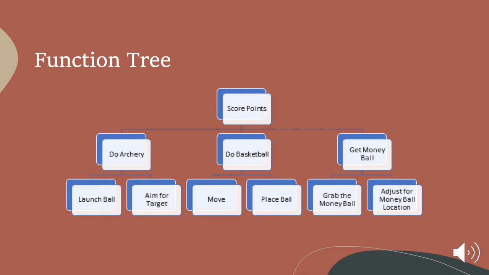This is the function tree that we created. The main function is to score points. There are 3 sub-functions of that, do archery, do basketball, and get the money ball. And with each of those, they have 2 sub-functions: launch ball, aim for target, move, place ball, grab the money ball, and adjust for the money ball location.